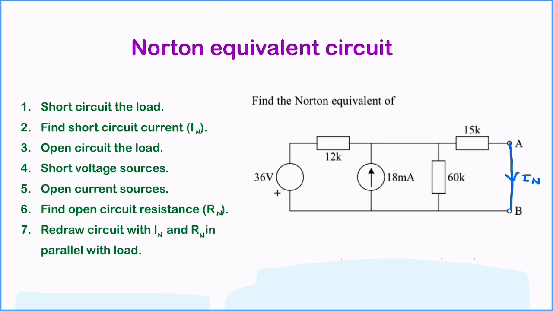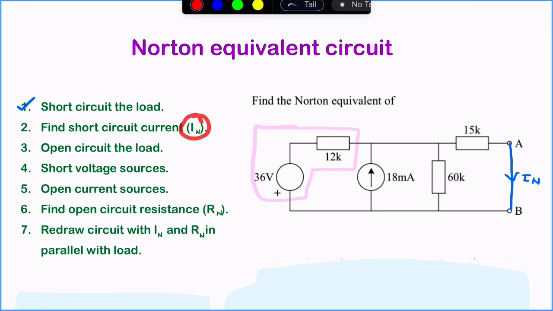So to do that, here we have a current source and a voltage source. It would help if they were both current sources. So one thing we can do is to convert this voltage source into a current source. Okay, so we've done step 1.